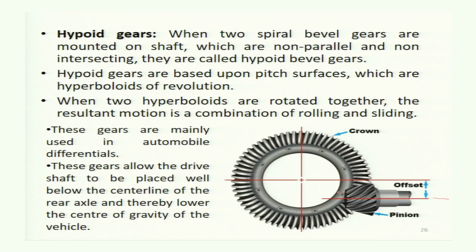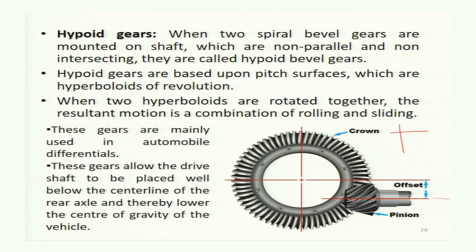Now, hypoid gears. When two spiral bevel gears are mounted on shafts which are non-parallel and non-intersecting, they are called hypoid bevel gears. Till now we have studied the case of bevel gears in which the axes of the shafts were intersecting each other. Now, the axes are non-parallel and non-intersecting. Hypoid gears are based upon pitch surfaces which are hyperboloids of revolution. When two hyperboloids are rotated together, the resultant motion is a combination of rolling and sliding.